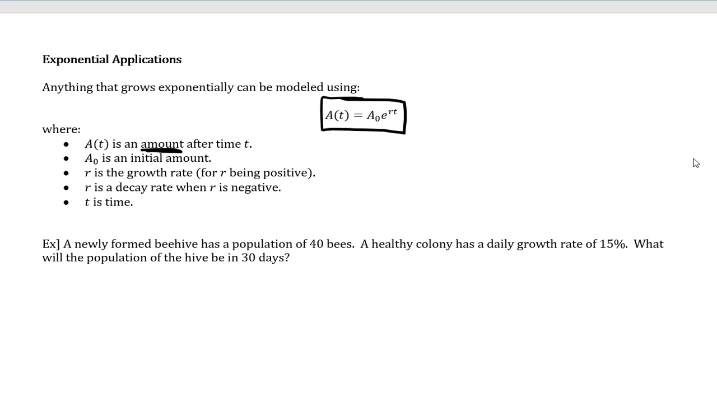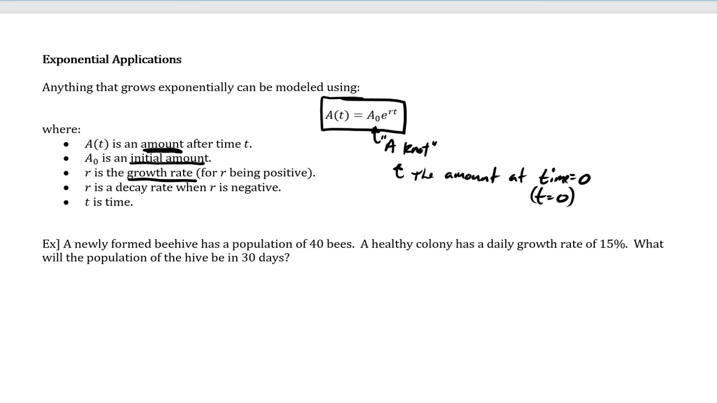So A of t, that's an amount after some time t, is equal to, they usually use A naught, is how we say it. It's the initial amount. It is also the amount at time equals 0. When t equals 0, if you plug 0 into this, that's the value that should be left over.